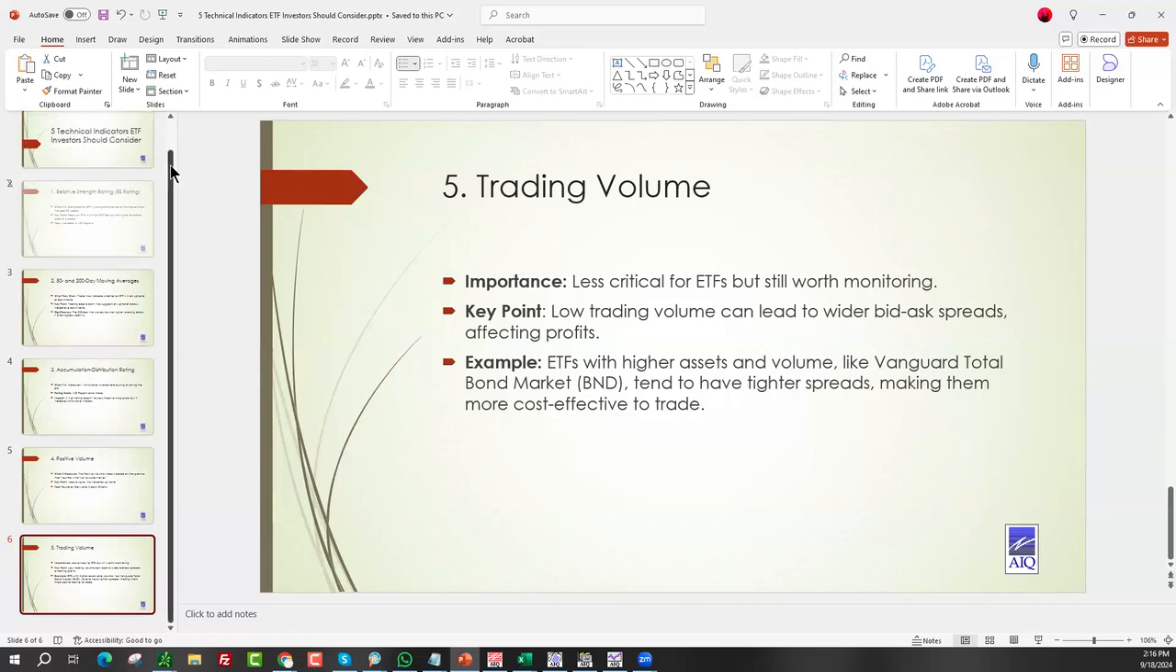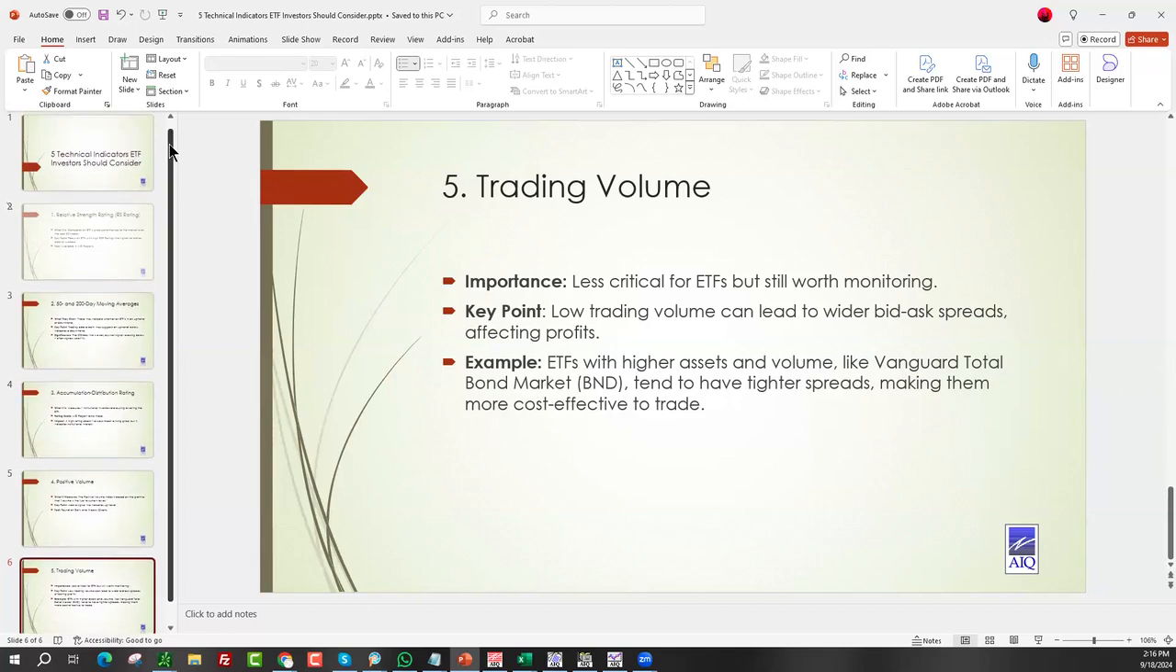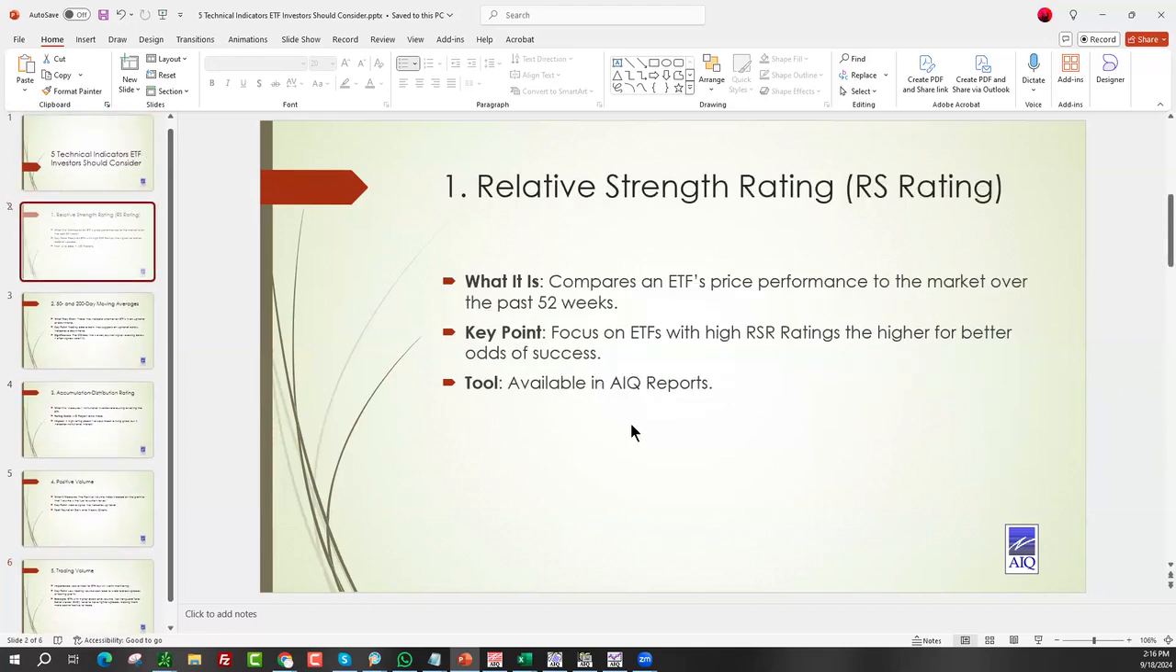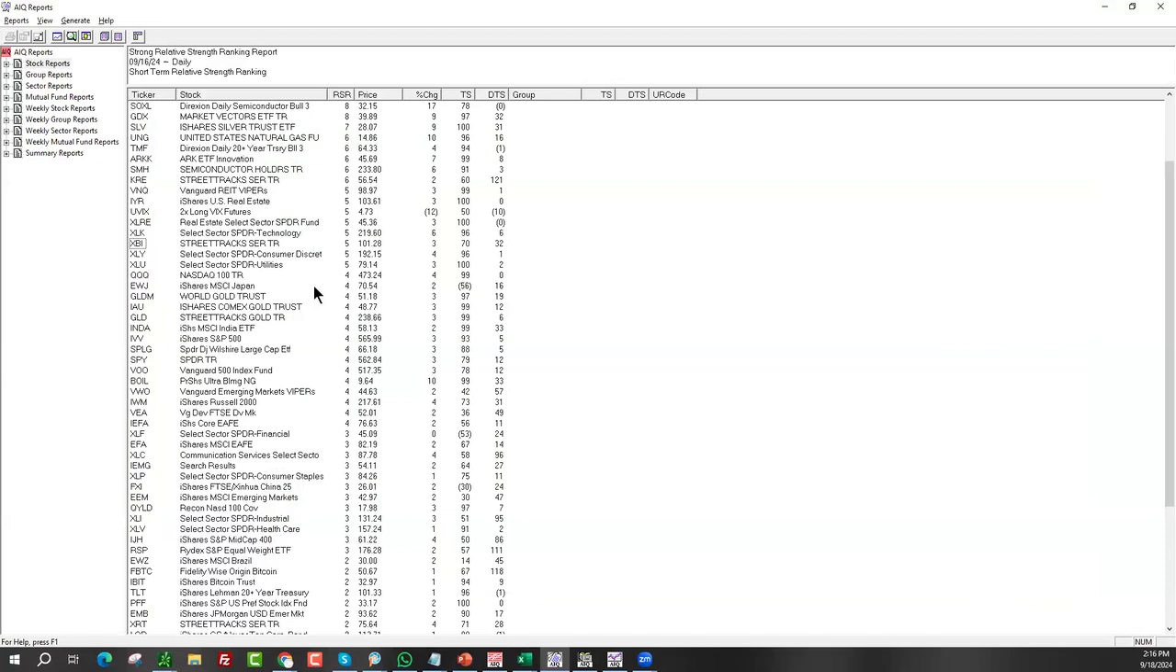So let's take a quick look again at what I'm going to do here. I'm going to start with the first area, relative strength, and use the AIQ report to measure that. When I go into reports, I've already generated this, by the way. This is from 9/16, so I didn't do last night's update. It's just been one of those days when there's lots going on.